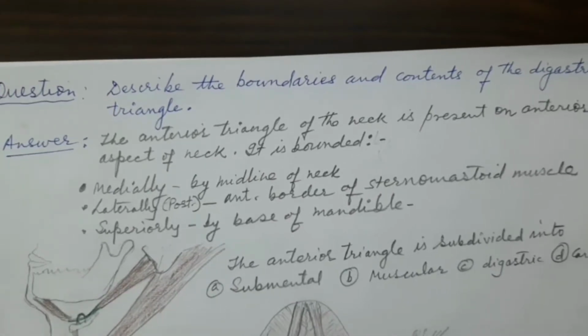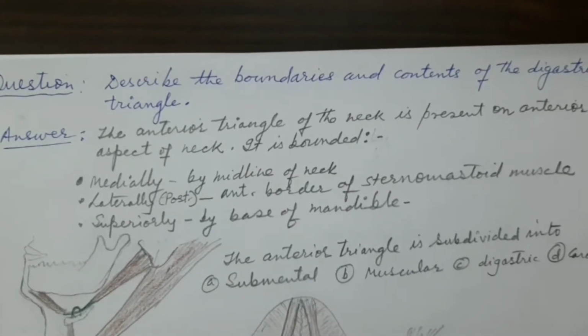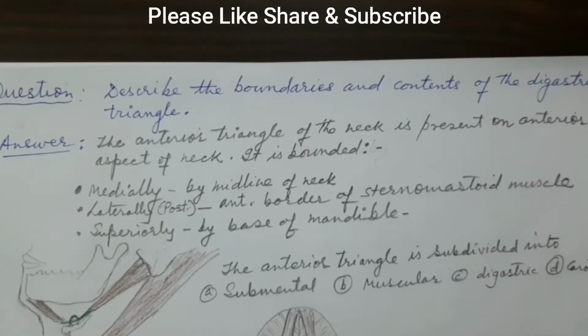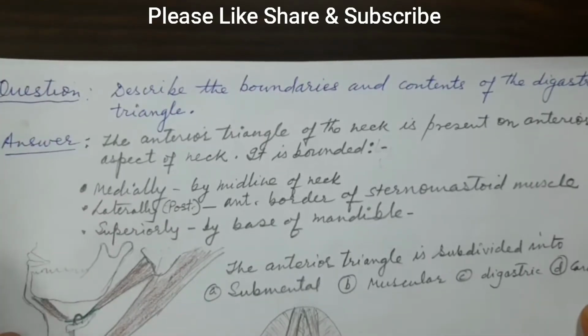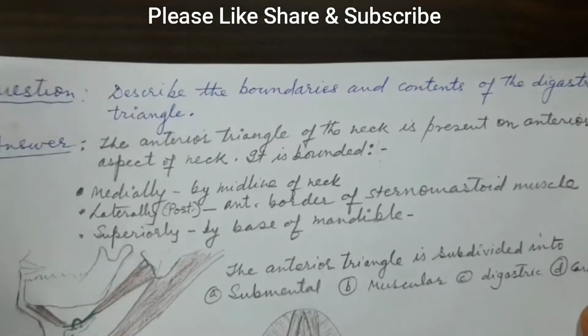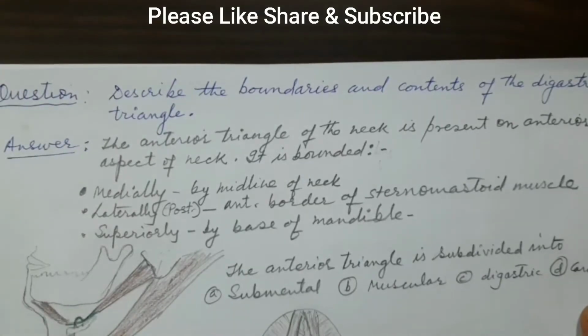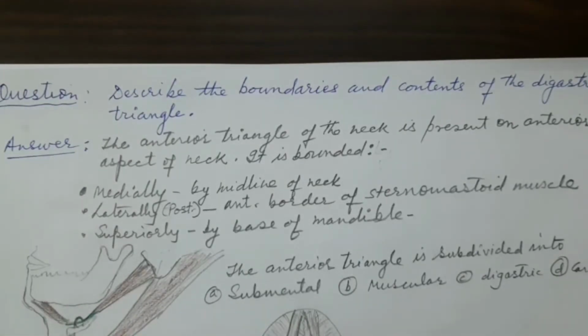Welcome back, students. This is a short note, and the question is: describe the boundaries and contents of the digastric triangle. But before I go to the digastric triangle, I will tell you about the anterior triangle and its subdivisions. This anterior triangle is present on the anterior aspect of the neck, below the base of the mandible and above the sternal notch. We will see what the different subdivisions of this anterior triangle are.